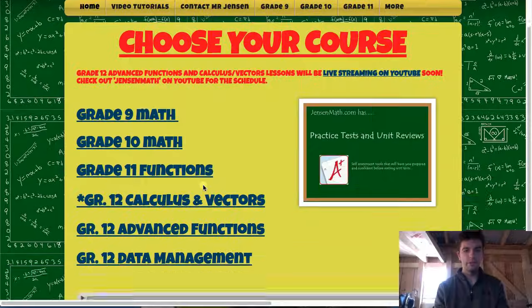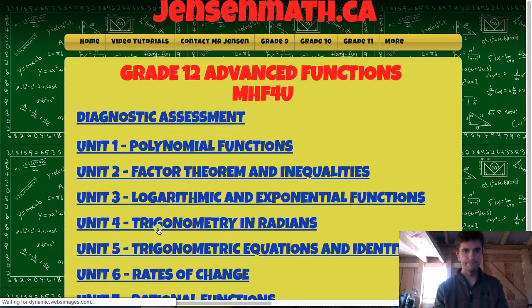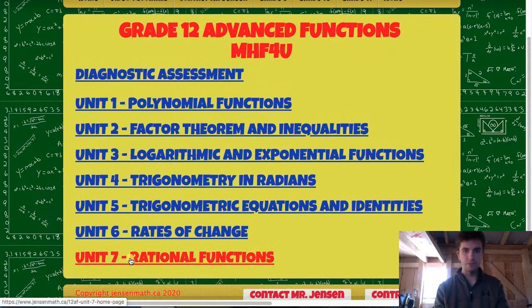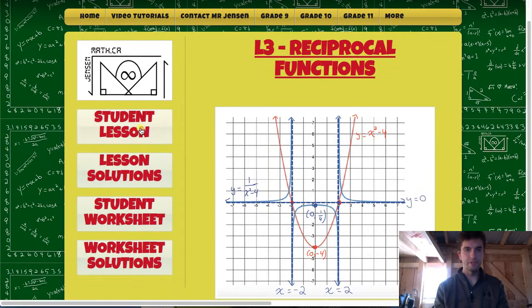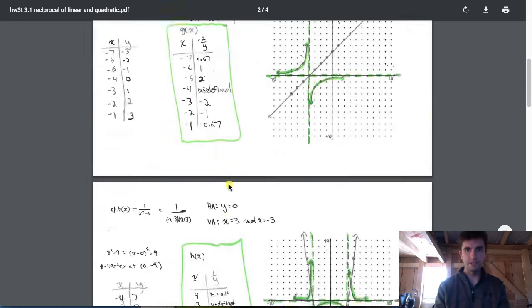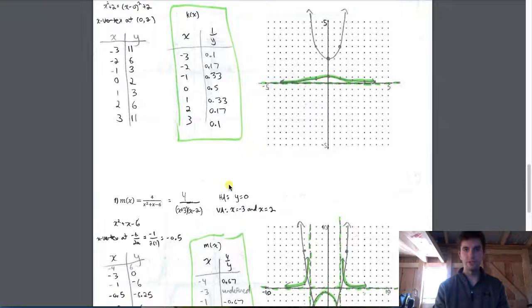Now we are in the advanced functions course, and this is the last unit where we're working with rational functions, and this is lesson 3, the reciprocal of linear and quadratic functions. You can get a blank copy of the lesson here, and you can try the practice problems after by clicking on Student Worksheet. And after you try out the practice problems, click on Worksheet Solutions, so you can check your work and make sure you've done the graphs all properly. So let's get started.